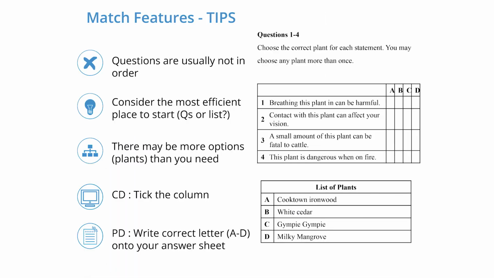So you will have to decide how you are going to attend this question. In this particular one, I'm going to go through the list of plans because I will be able to find those plan names with capital letters easily. Next one, keep in mind that you'll be able to choose one or more options for this question type, and sometimes you may not need to use any of the names given in the plan list. For computer delivered, we tick the columns given, and for paper delivered, we write the appropriate options in the answer sheet. So now let's look into the method and practice.